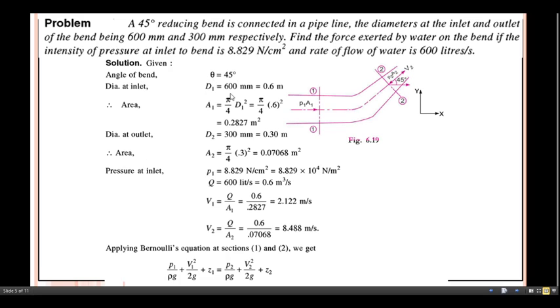Then the diameter at the inlet with us is 600 mm, given. From this diameter, first of all, calculate the value for the area, that is A1 equals pi by 4 into D1 square. Substitute the value for this diameter D1 in terms of meters.